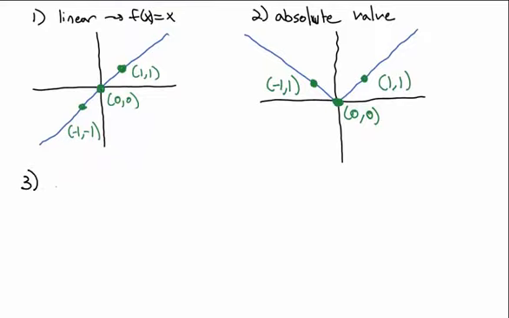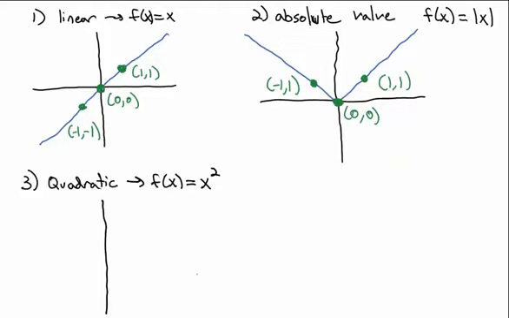The third function we're going to look at is what is called the quadratic. Oops, I forgot to tell you what the absolute value function was. f of x equals the absolute value of x. Sorry about that. So the quadratic function is f of x equals x squared.